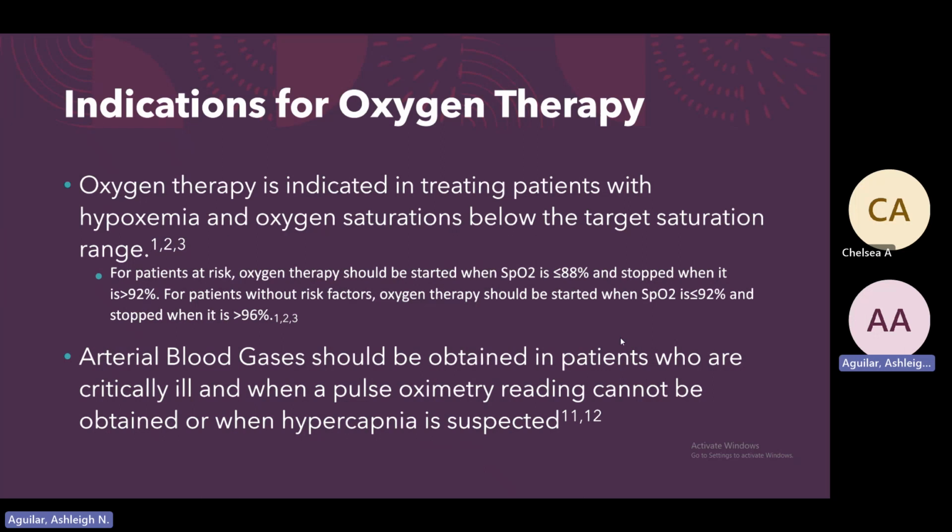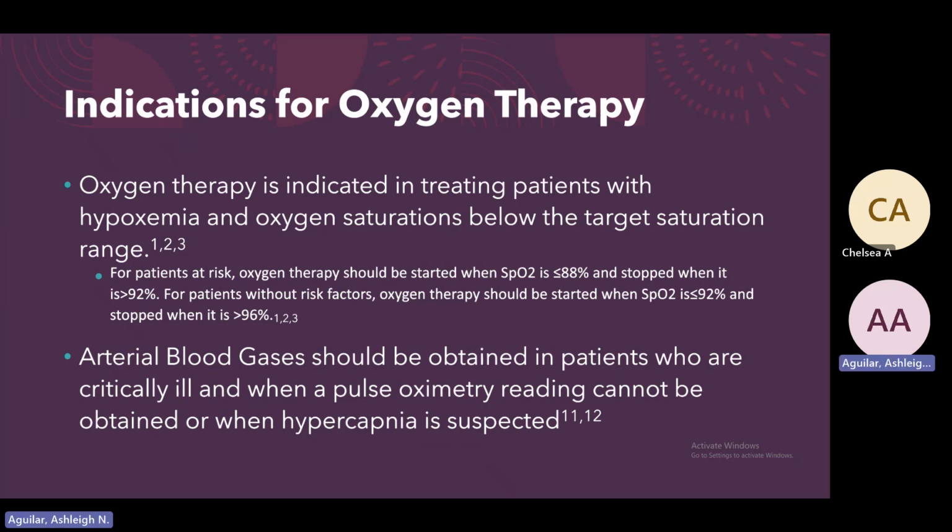Some indications for oxygen therapy. Oxygen therapy is indicated in treating patients with hypoxemia and oxygen saturations below the target saturation range. For patients at risk, oxygen therapy should be started when sats are less than or equal to 88% and stopped when it is 92% or greater. For patients without risk factors, oxygen therapy should be started when sats are less than or equal to 92% and stopped when it's greater than 96%.